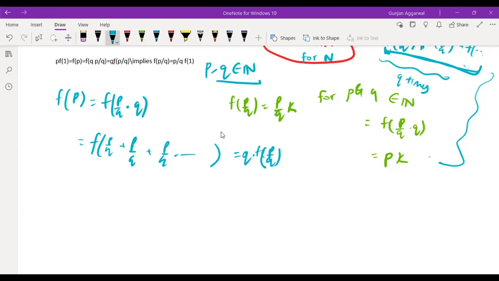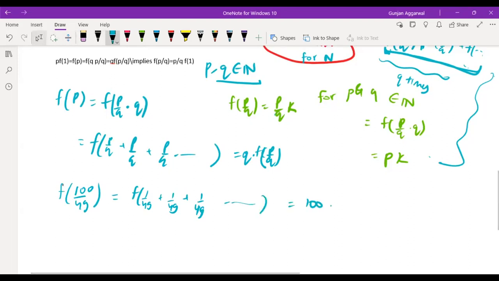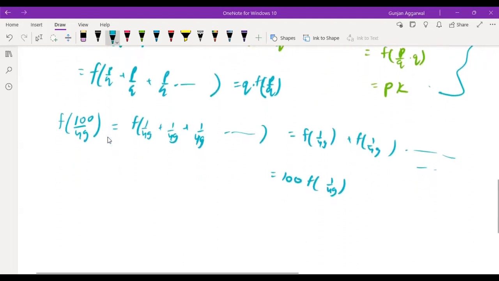You are just partitioning it into a fractional number of parts. Okay, let's say 100 by 49. You can very well partition this as 1 by 49 plus 1 by 49 plus 1 by 49, 100 times, and that's 100 f of 1 by 49. Now just take f of 50 by 89. Yes, sure. It becomes 50 times f of 1 by 89.